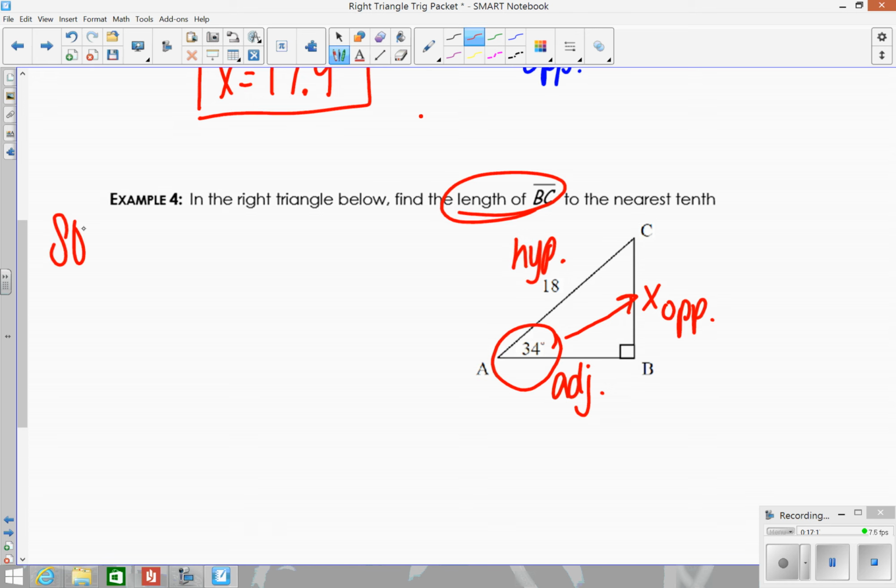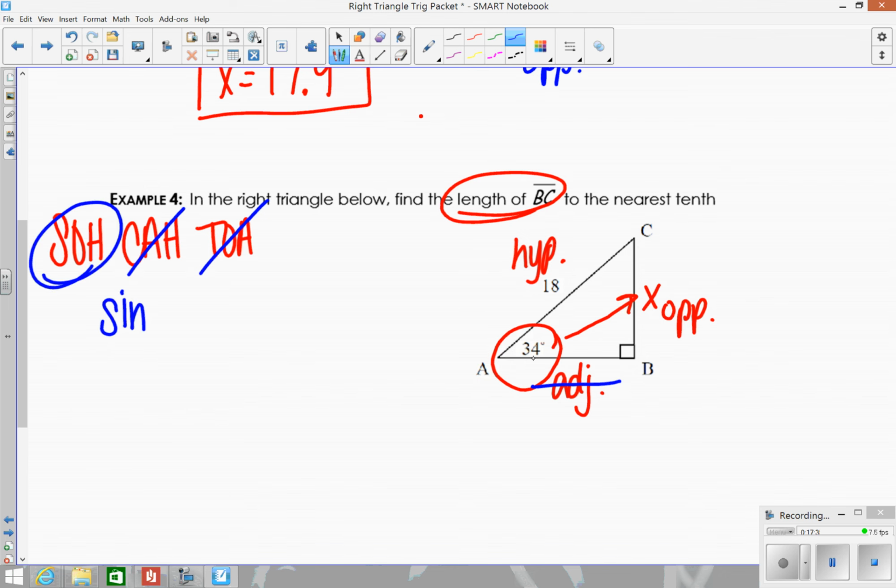So if you think about SOHCAHTOA, so what side aren't we using this time? We're not using the adjacent. There's nothing on the adjacent. So that means anything with an A we cross off. And we're going to be using sine. So it's going to be sine of that angle.